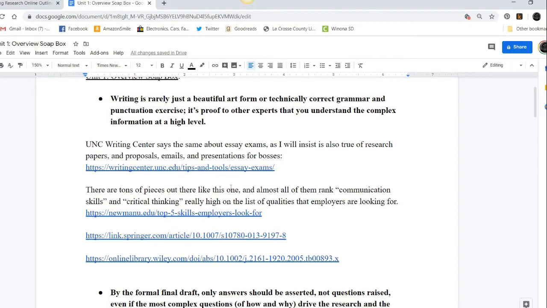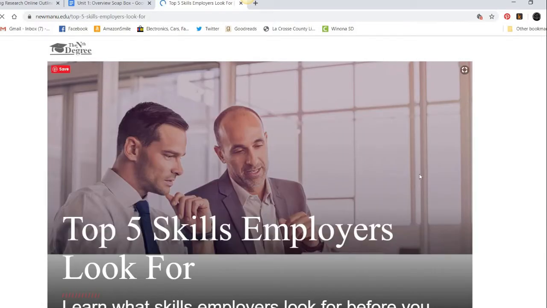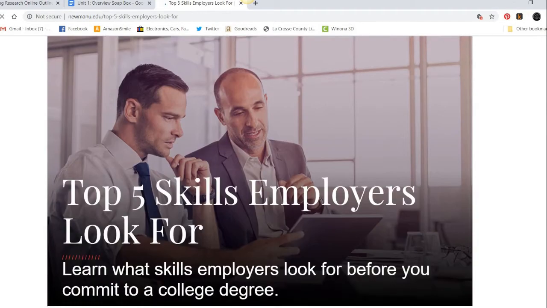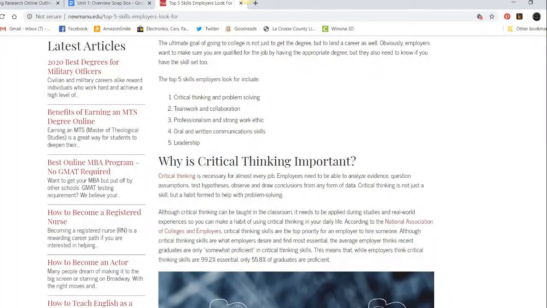Maybe I will click on one of these for you. Top 5 skills employers look for. Look at critical thinking. Critical thinking and problem solving is so high up here.